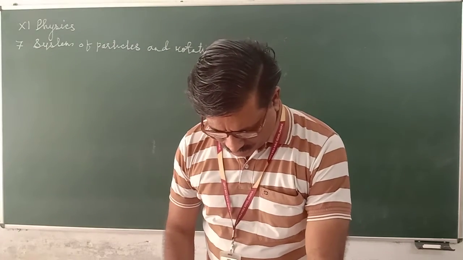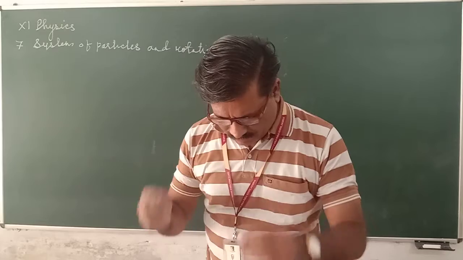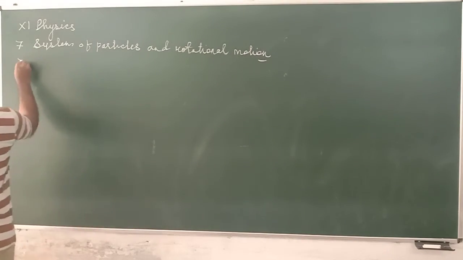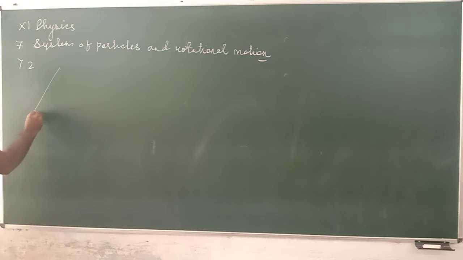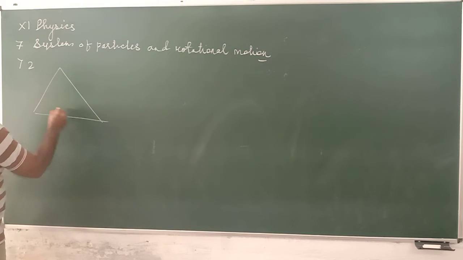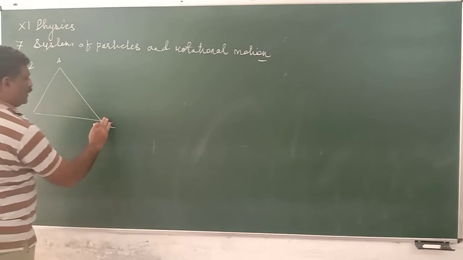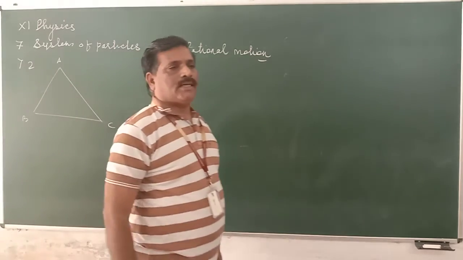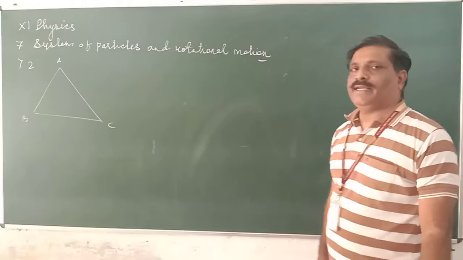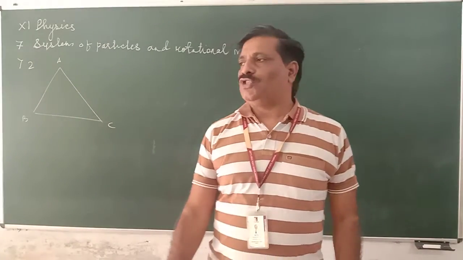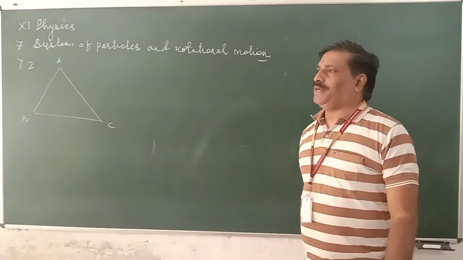Find the center of mass of a triangular lamina. There is a triangular lamina here, 7.2. Then A, B, C. No coordinates are given, nothing is given. In this case, we have to go by the geometrical way. There are geometrical means to find it out.